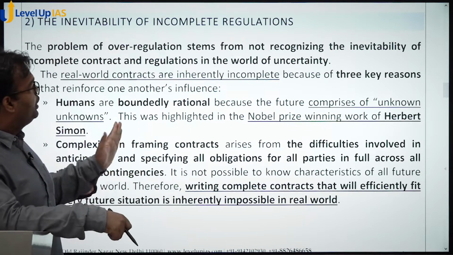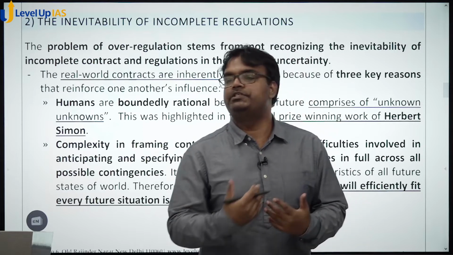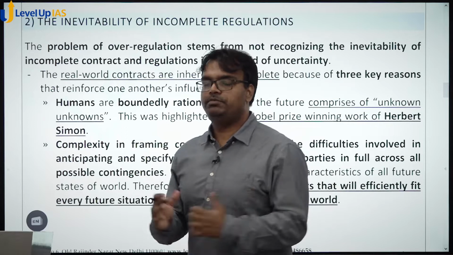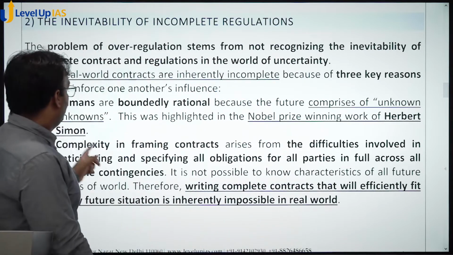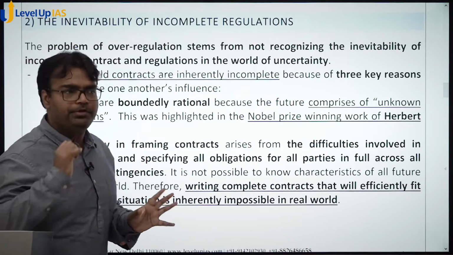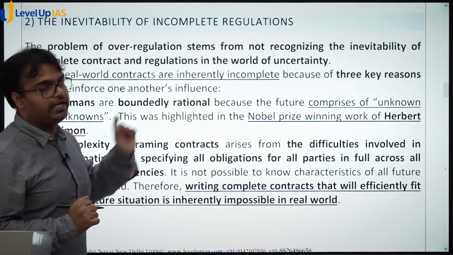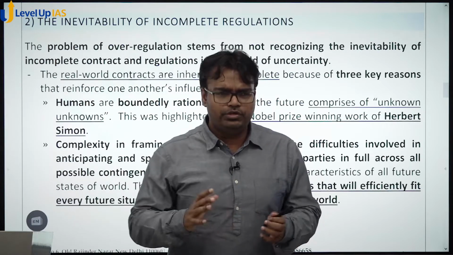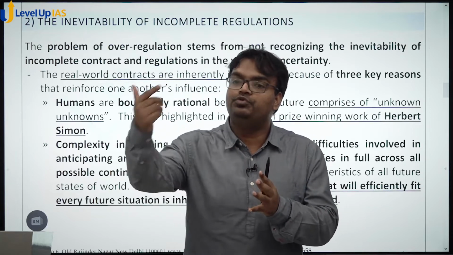Why are contracts incomplete? Let us say I enter into a business contract with Parth, Levelup IAS goes into a contract with Parth Edutech Private Limited. In the contract, one, we'll say that this contract will not be complete because humans are boundedly rational. What is boundedly rational? We are not completely rational, we are boundedly rational. Our rationality is restricted by the unknowns of the future.